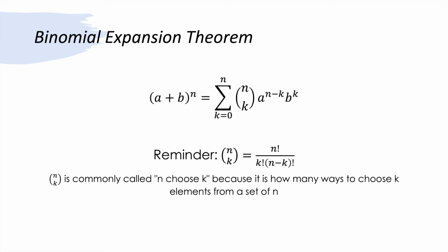There's a general formula that we can use to find the expansion of a plus b to the n. And it can be expressed as the summation from k equals 0 to n of n choose k multiplied by a to the power of n minus k multiplied by b to the power of k. Remember back to your combinations section that n choose k can be expressed as n factorial over k factorial multiplied by n minus k factorial. And n choose k is called what it is because it expresses how many ways you can choose k elements from a set of n things.